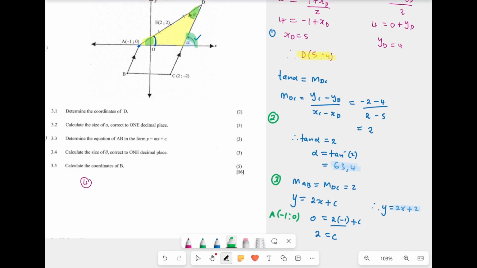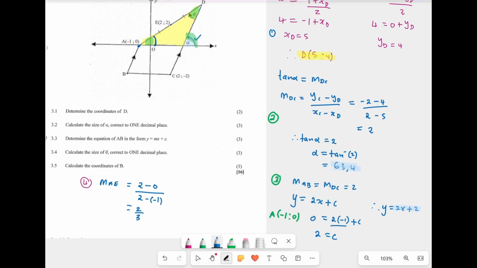So now, for us to find angle DAO, we need to use the fact that DAO is the angle of inclination, so we can calculate the gradient first, and then we will find an angle. So we need to calculate the gradient of AE or the gradient of AD. So the gradient of AE will be 2 minus 0 over 2 minus negative 1. So this will be 2 over 3.